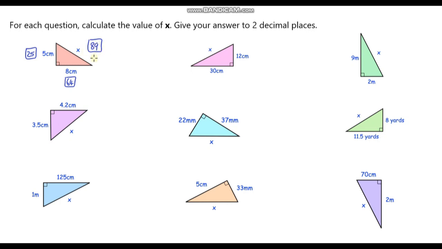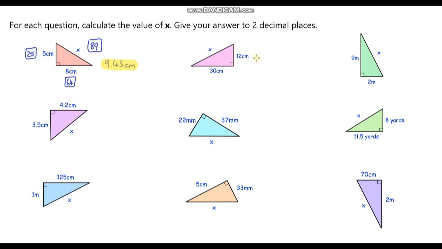So we just now need to take the square root of 89, and I will need my calculator for that. And my answer is 9.43. And I'm giving it to 2 decimal places, but remember to include your units. So here we are dealing with centimetres, so my final answer is 9.43 centimetres. Okay, moving on to question 2.